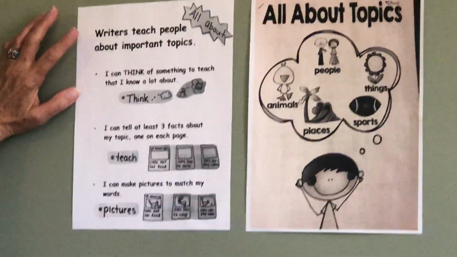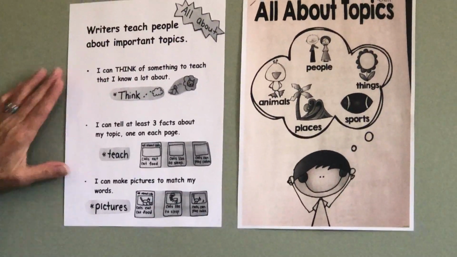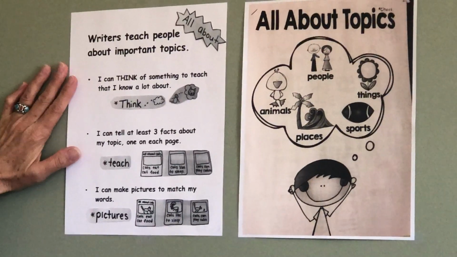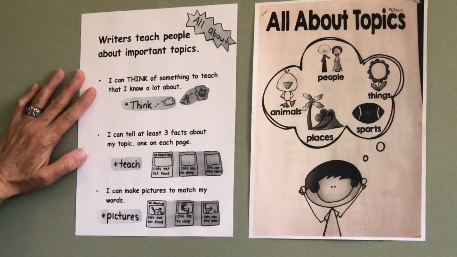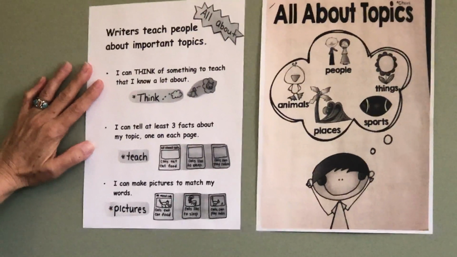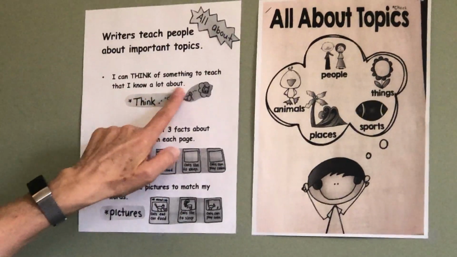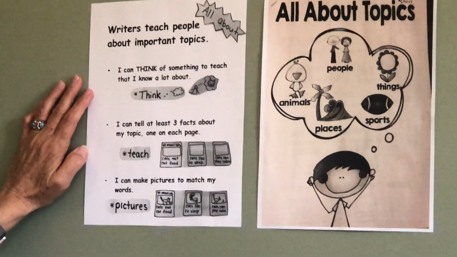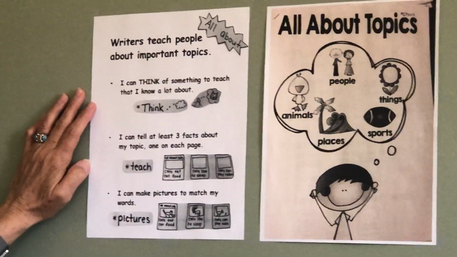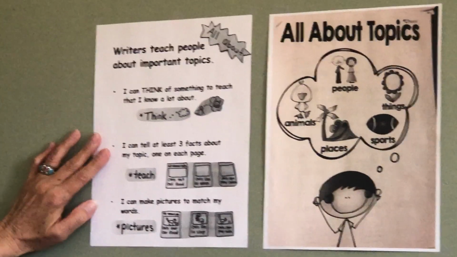You'll know that you have met this goal if you can do these three things. The first one is I can think of something to teach that I know a lot about. And especially this part, that I know a lot about. In order to write a book, you're going to have to know a lot about a topic. So make sure that you choose a topic that you know a lot about.